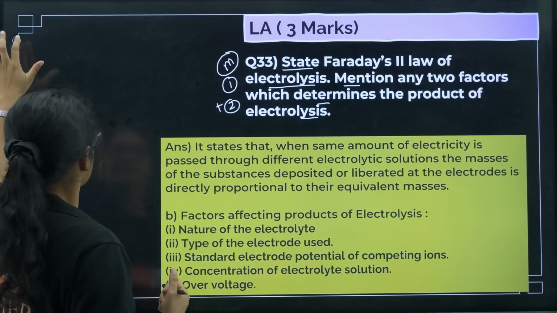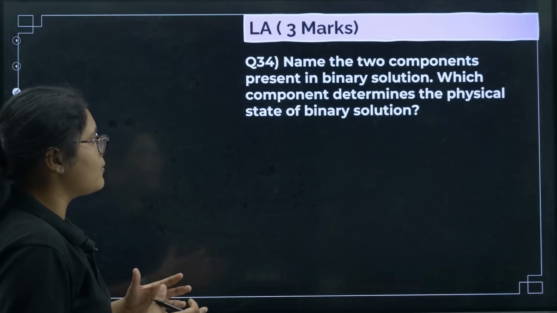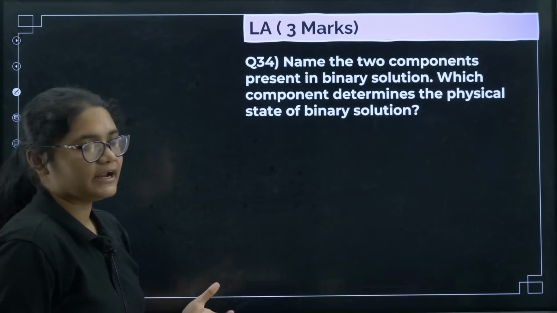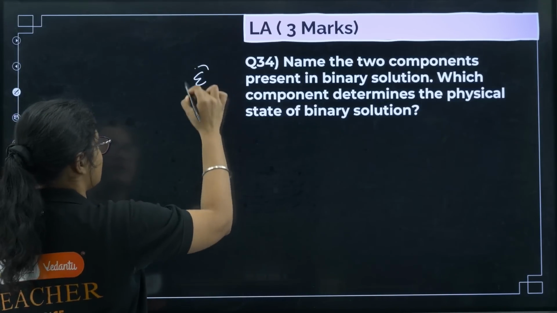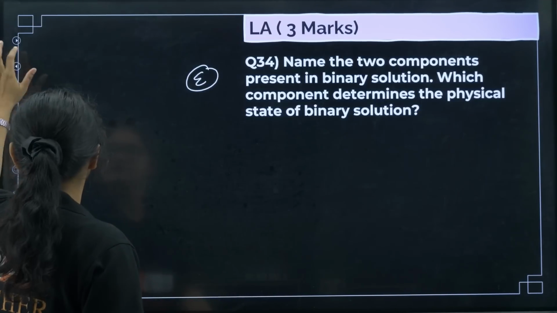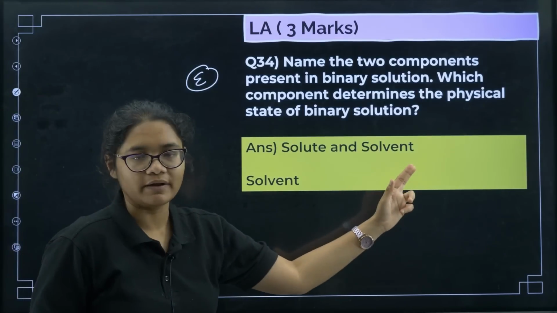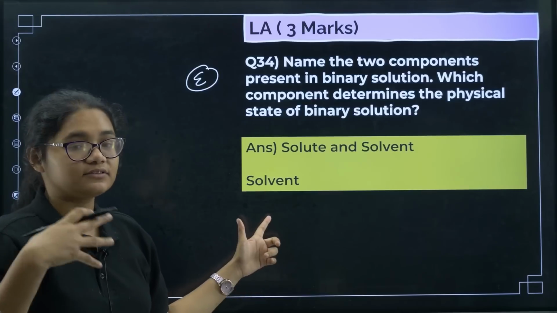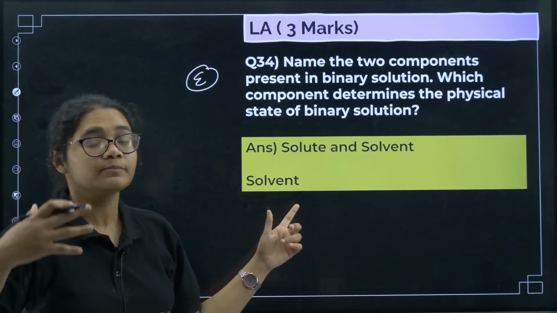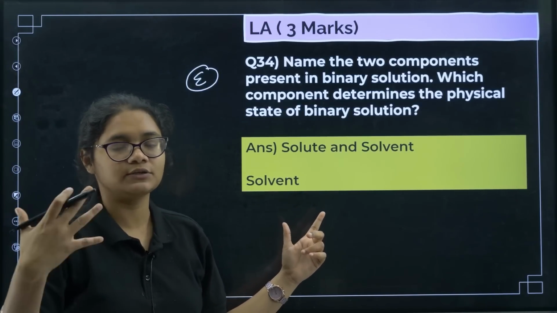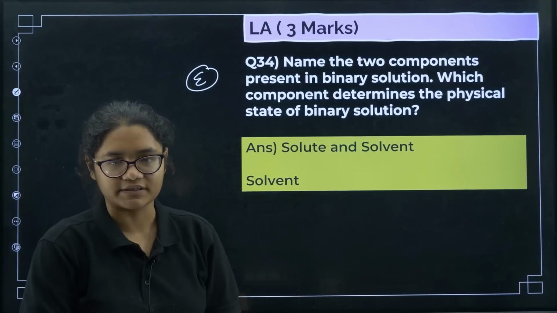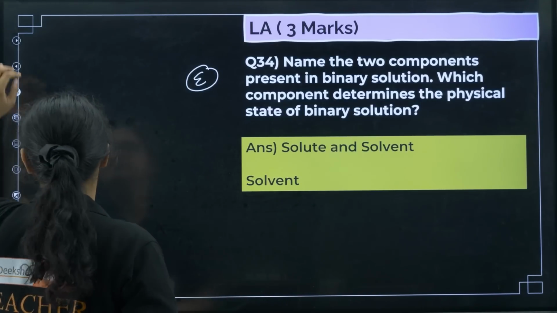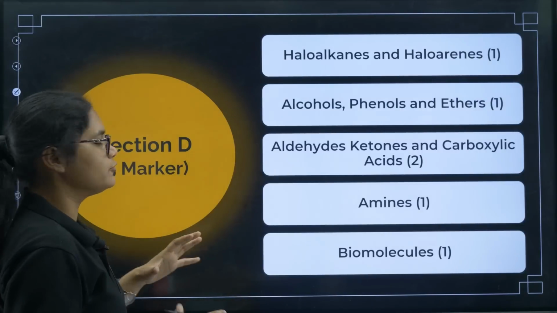Okay. Next, we will move to: name any 2 components present in the binary solution. Which component determines the physical state of the binary solution? So this was a very easy question. You can just write the 2 components as solute and solvent, and the physical state of the solution depends on the phase of the solvent. If the solvent is gas, then it is called a gaseous solution. If the solvent is solid, then it is called a solid solution. If the solvent is liquid, it is called a liquid solution. Okay, so here 1 plus 1 plus 1, 3 marks you will get. Very easy question. Okay, now we will move to 5 marker questions.